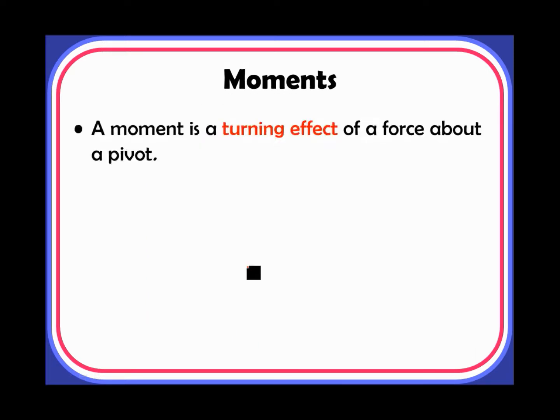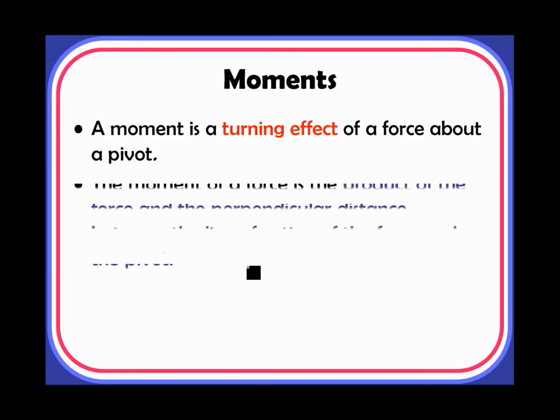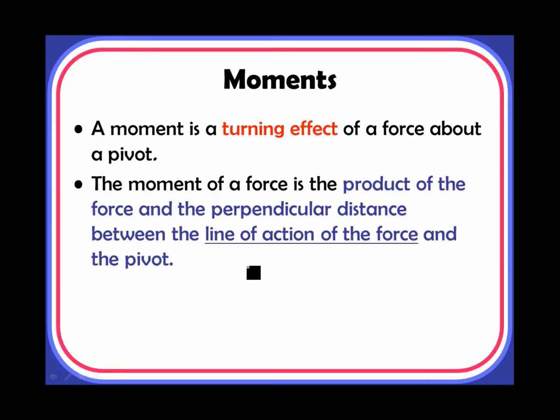How do we define moment? A moment is a turning effect of a force about a pivot. The moment is the product of the force and the perpendicular distance between the line of action of force and the pivot. So in equation, we use capital M to represent moment, force F times the perpendicular distance. When you write this distance, you have to write this symbol here, which represents perpendicular.